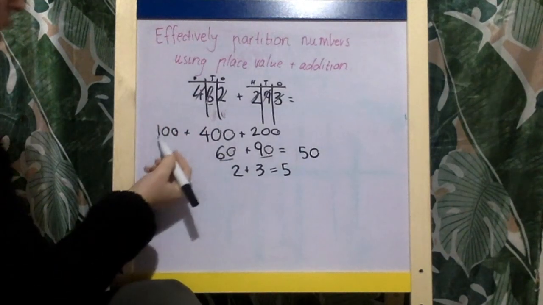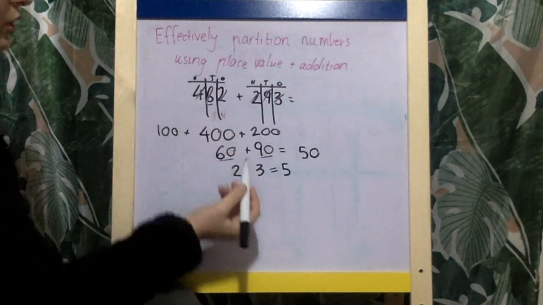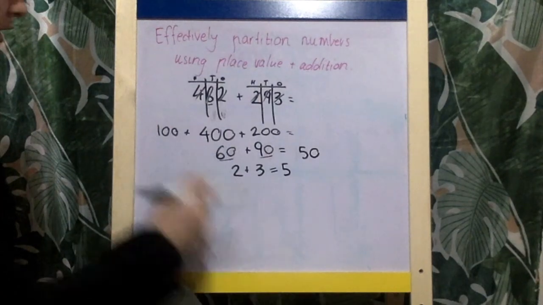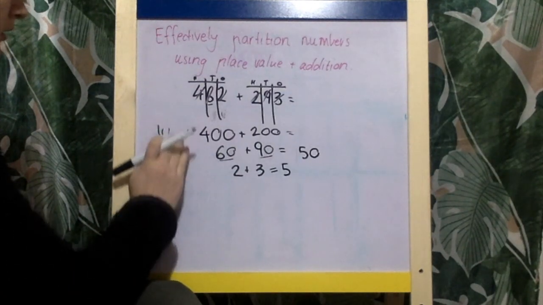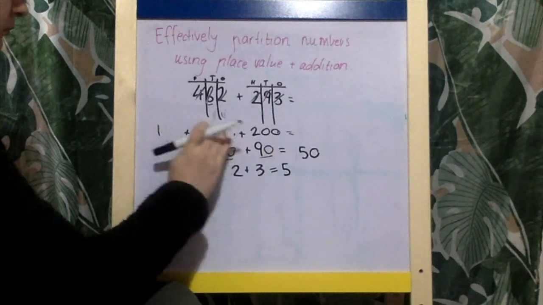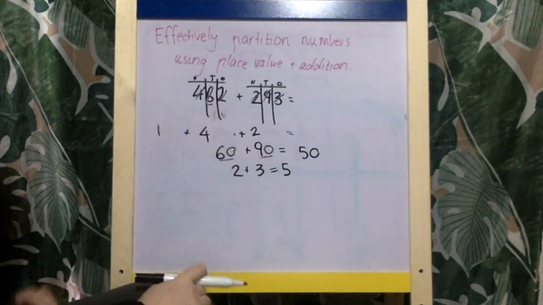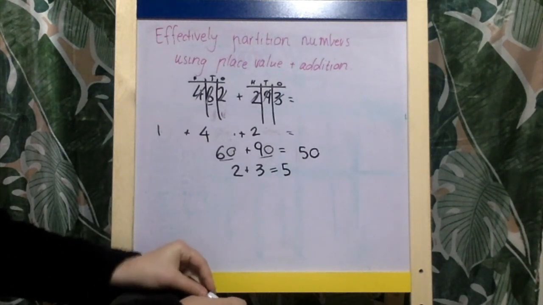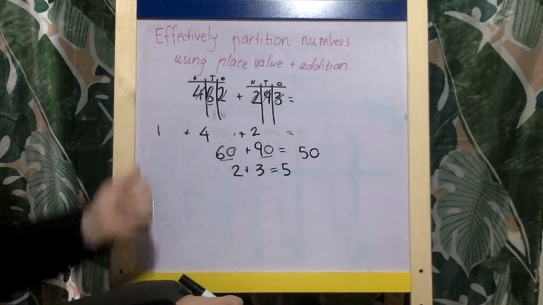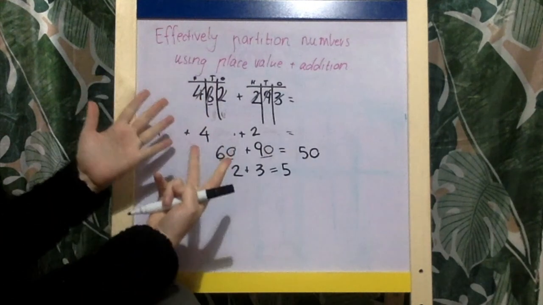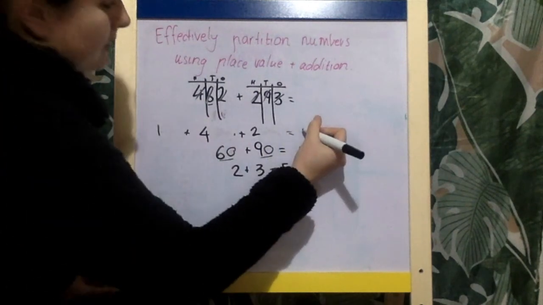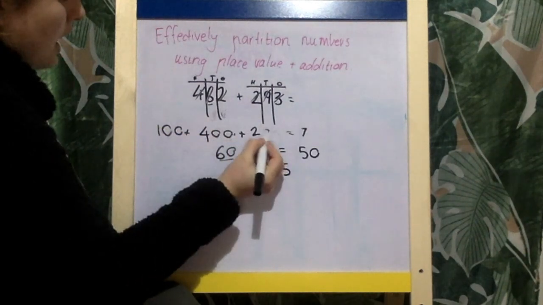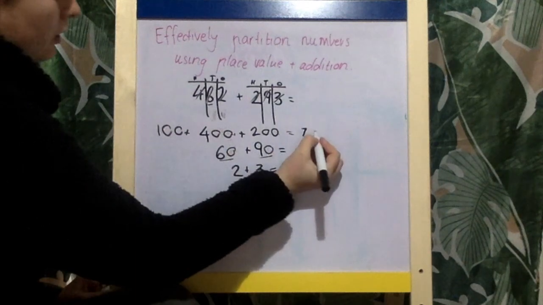So now we've got 100 plus 400 plus 200. Another way to work it out, you could remove the zeros. So now we only have 1 plus 4 plus 2. So if we start with 1 and add on 4 more and then another 2, what's our number? It's 7. Now we need to add 2 zeros to the end of that number because we're in the hundreds column.